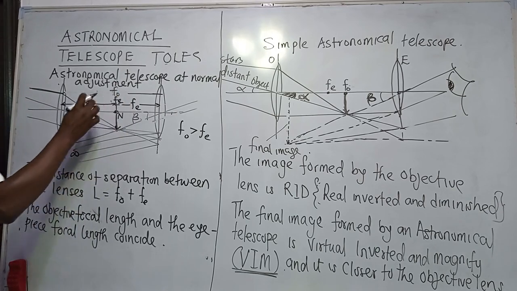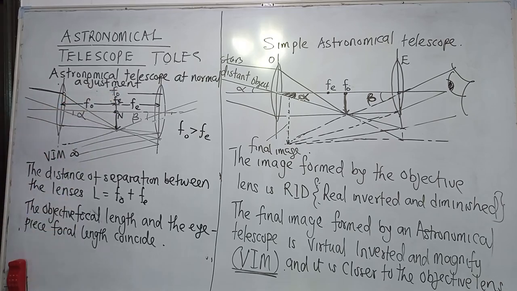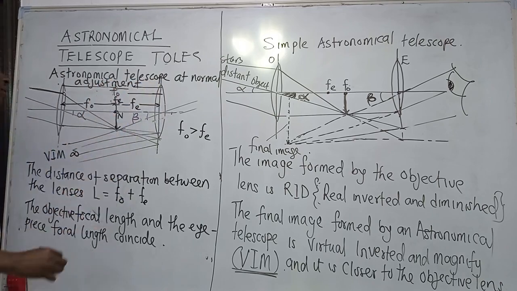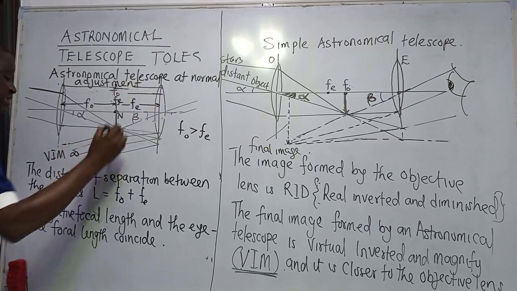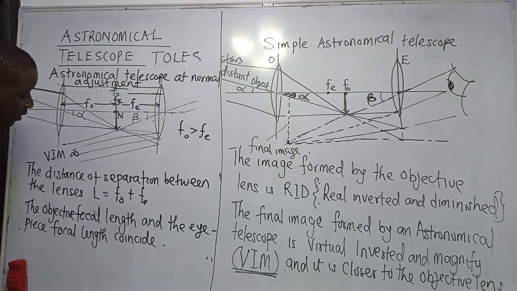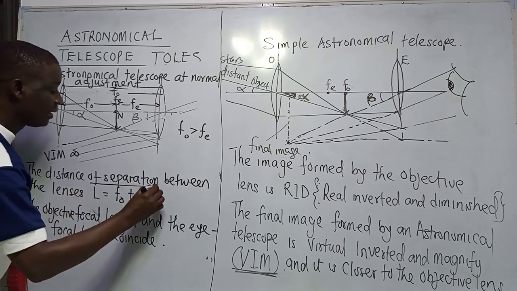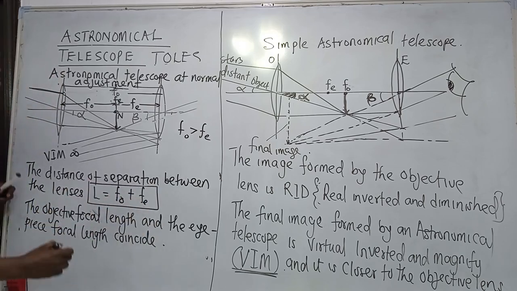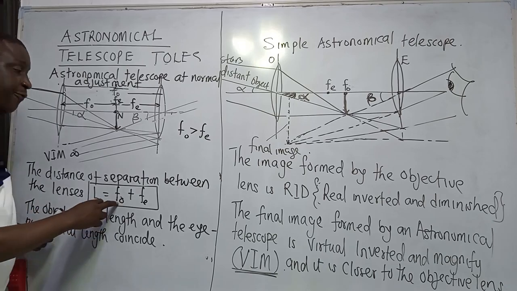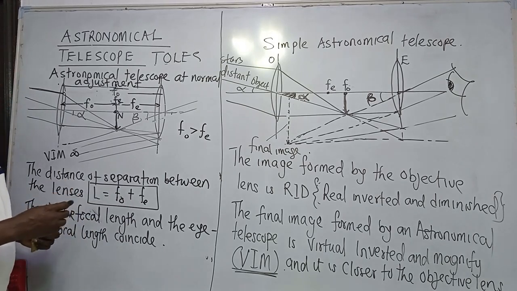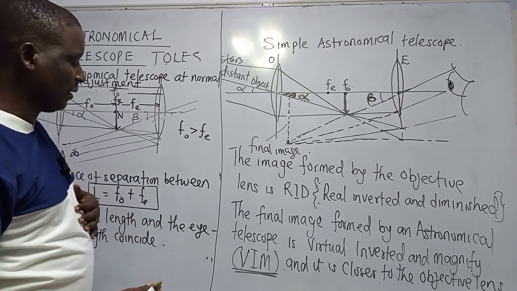That's why in some textbooks or journals, they write it like this. They put F naught and F E at that particular point. From here to this place is what we call L, the length of separation of the lenses. So we have established that the distance of separation between the lenses is equal to F naught, the focal length of the objective, plus the focal length of the eyepiece lens.